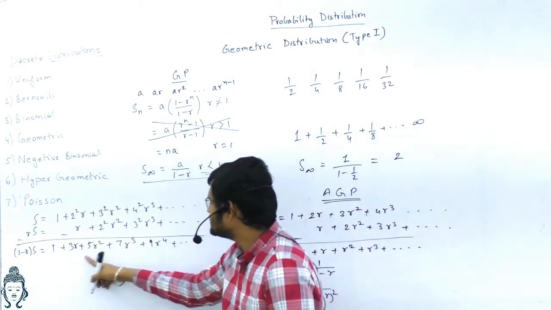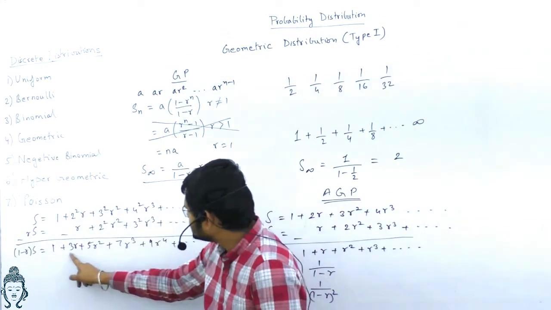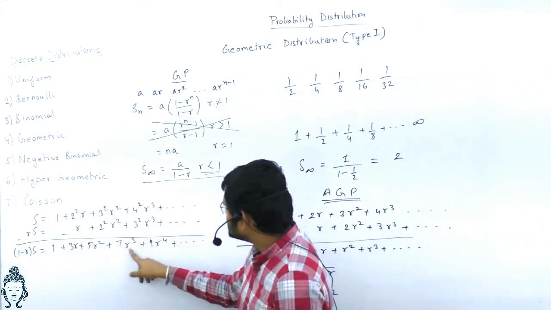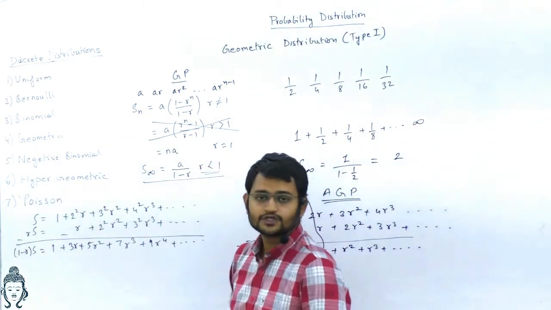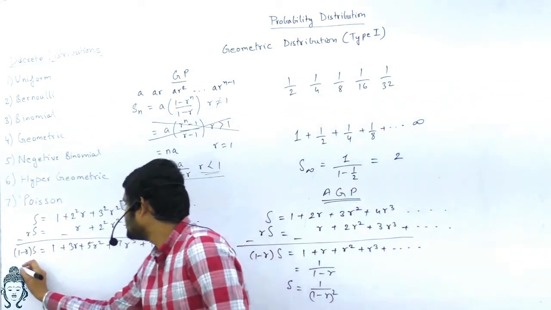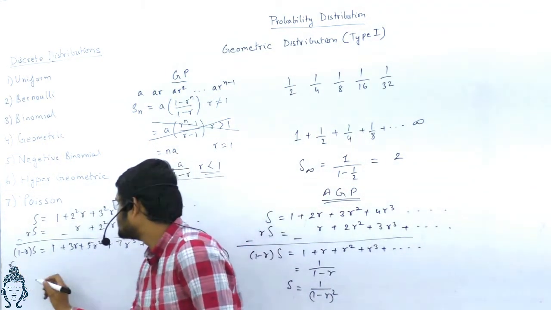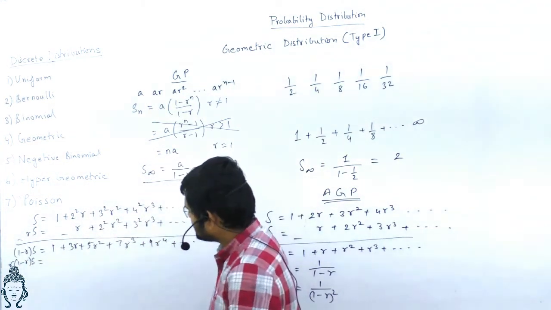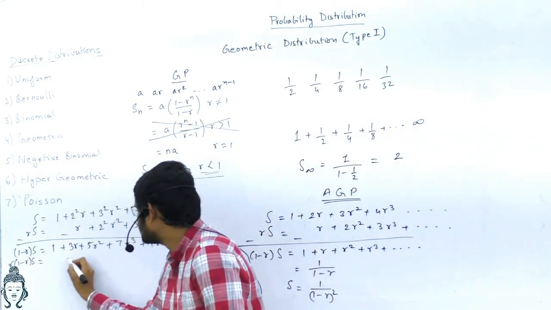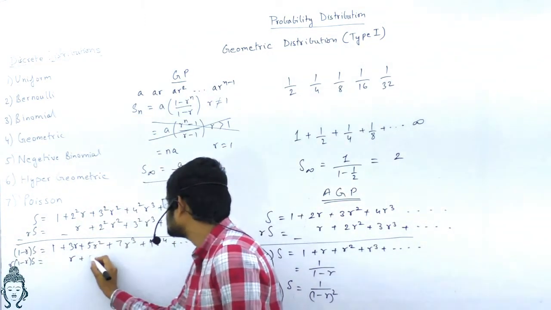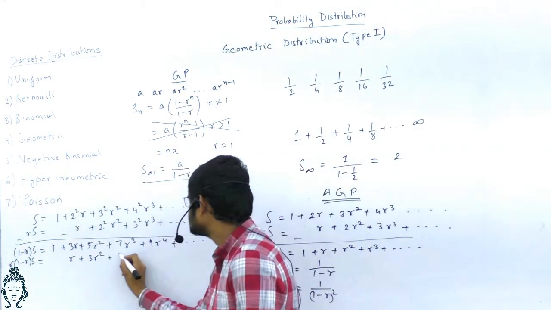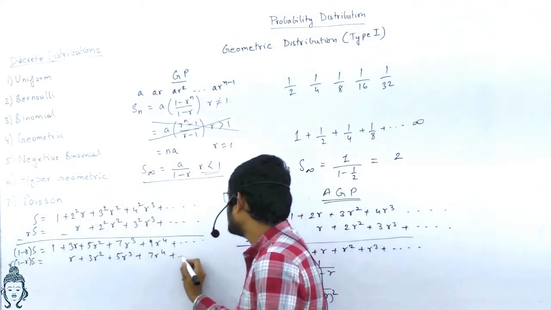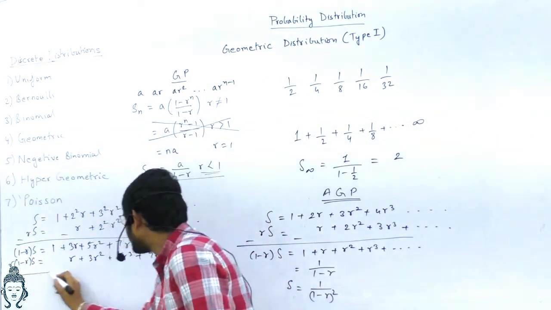Now this is nothing but AGP. Our first term is 1, 3, 5, 7, 9. This is an arithmetic progression. And the second term is R square, R cube, R raised to 4. This is nothing but a geometric progression. So what I am going to do is again multiply it by R. So you'll get R, 1 minus R into S. That is going to be R plus 3R square plus 5R cube plus 7R raised to 4, and so on. Then I'll subtract it.